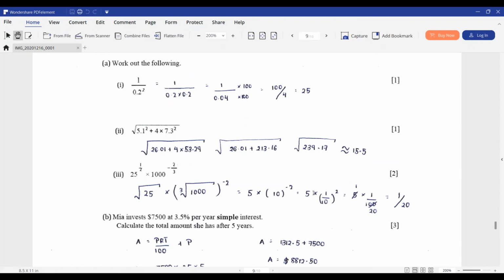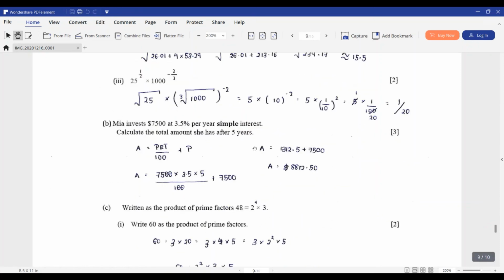So whenever you see a negative index, it's basically quite complicated. So how would you want to turn this into a positive index? So we're going to reciprocate it. We're going to take 1 over 10. As soon as we write 1 over 10, this index becomes positive. So this becomes 5 times 1 over 10 squared. So square 1 over 10. So 1 squared is 1, 10 squared is 100. So basically 5 times 1 over 100, that's 5 over 100. And simplifying it, you get 1 over 20 or 0.05.